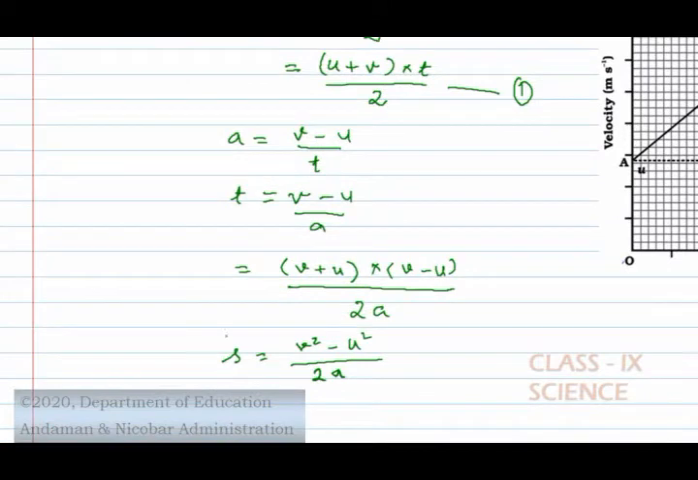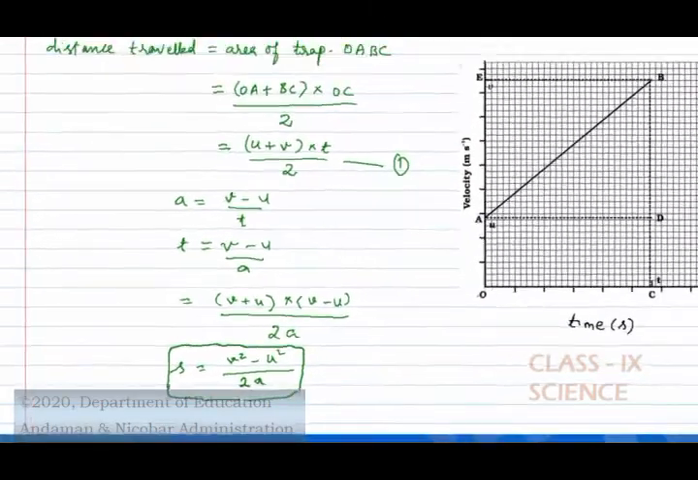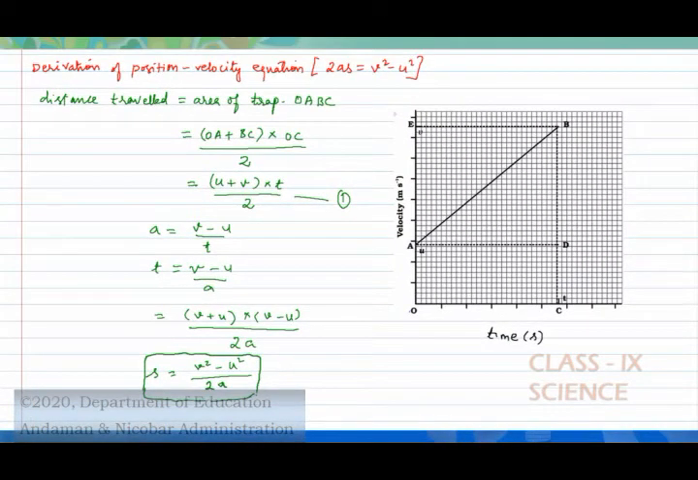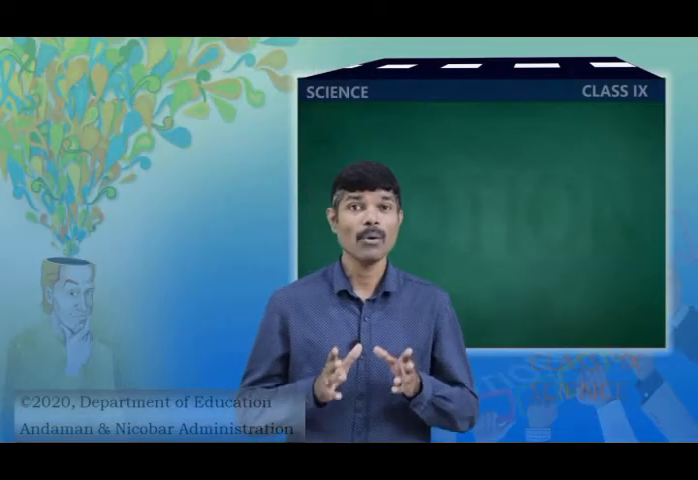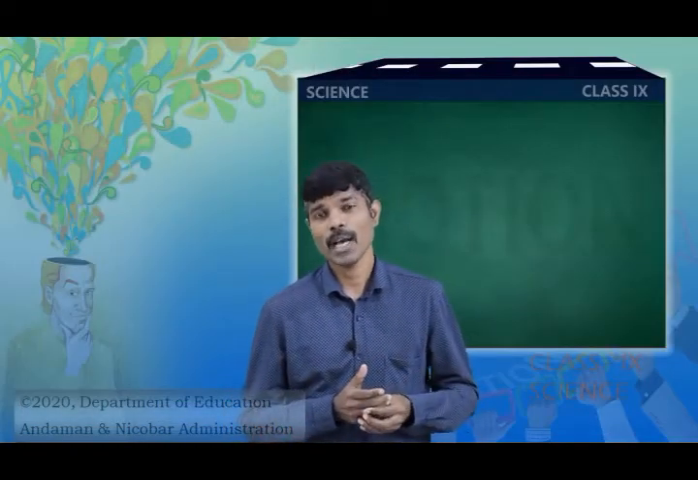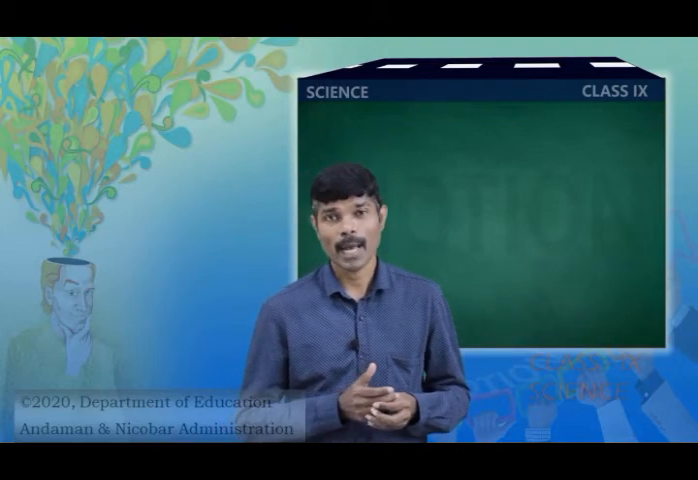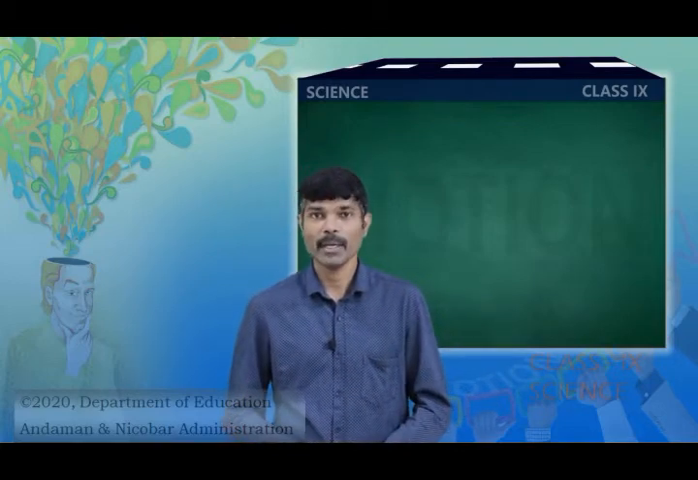So this is our required equation, that is the third equation of motion, that is S is equal to V square minus U square by 2A. Hope you understood how these equations of motion are derived from a graph. Now we will see some of the numerical problems.